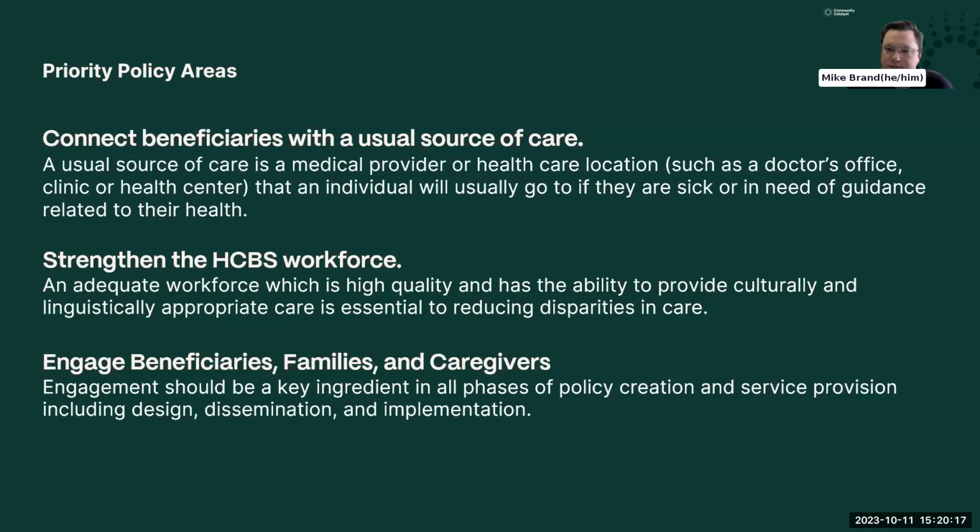Here you can see our policy priority areas. Connect beneficiaries with a usual source of care. Essentially, promote ways to ensure people have an active relationship with a provider or healthcare location that they can go to as a first line of support for their health needs. And this is very much informed by the findings Lena shared and the LTSS Center did related to the HRS quantitative analysis, which shows a usual source of care as a key factor in reducing disparities and making sure people have less unmet HCBS needs.